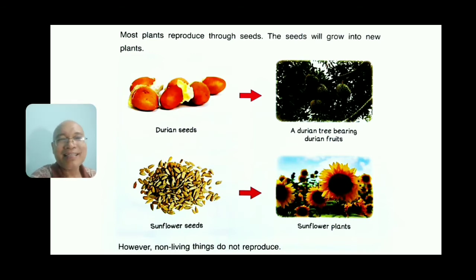May not be exactly the same like the animals, right? But it's the same in the sense that they grow from a very young organism. And then the durian tree bears fruit. The same with the sunflower seeds. They grow into sunflower plants. However, non-living things do not reproduce.